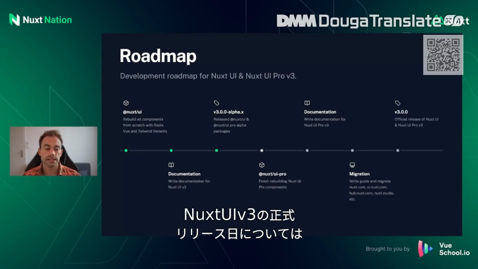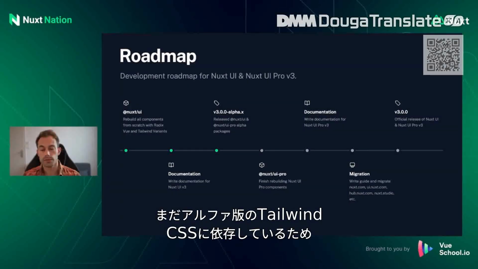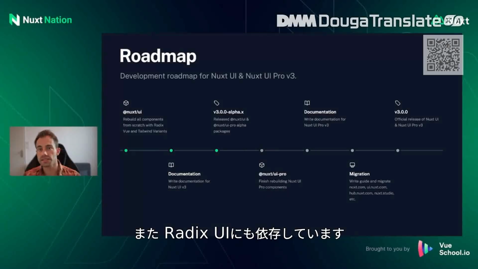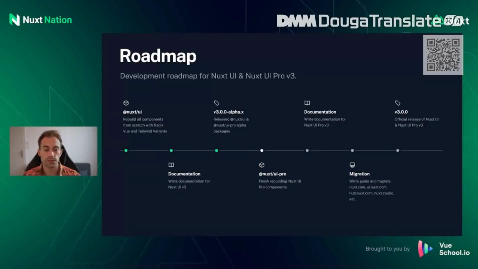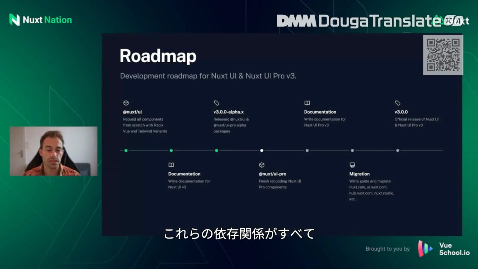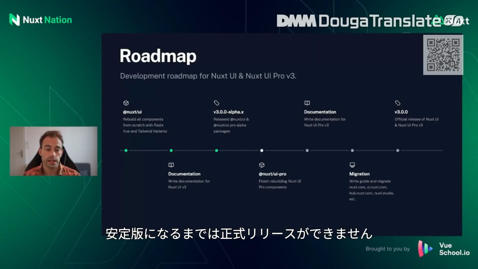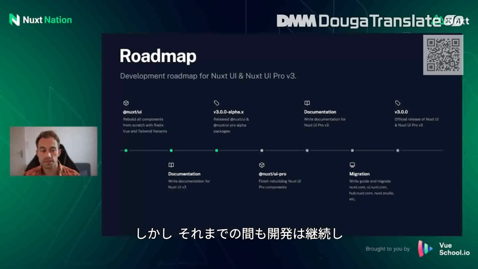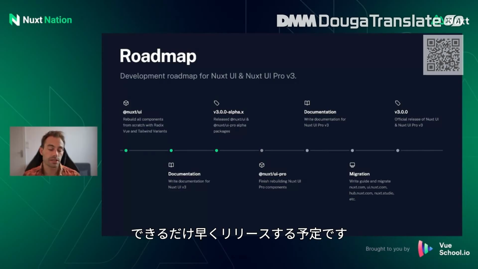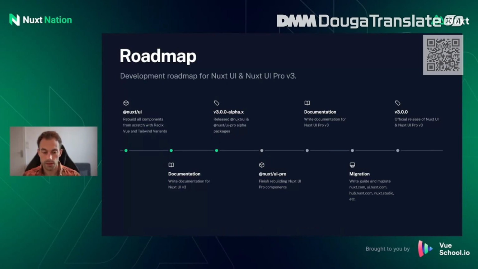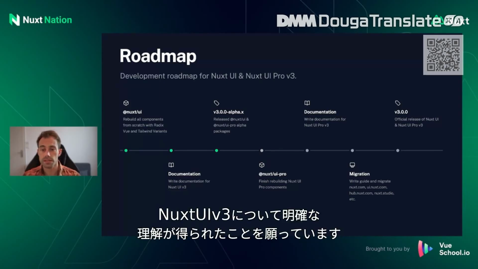And unfortunately, I don't have a date for the official release of Nuxt UI v3 because we depend on Tailwind CSS v4 alpha. We depend on Reka UI, which is the next major version of Radix Vue, which is also in alpha. And we'll only be able to make an official release once all these dependencies are stable. But we'll continue shipping until then, and we'll release as soon as possible.